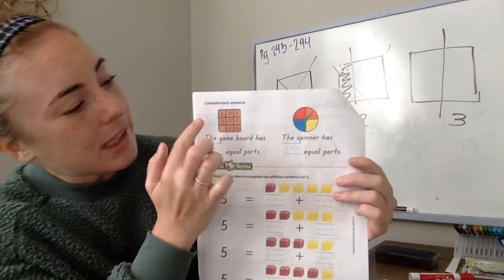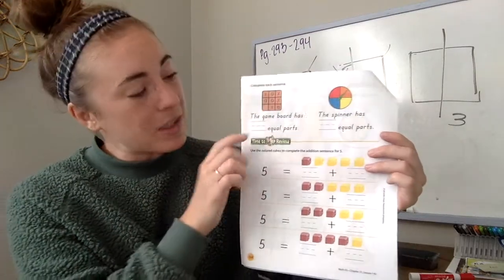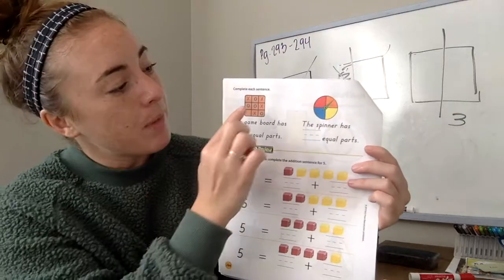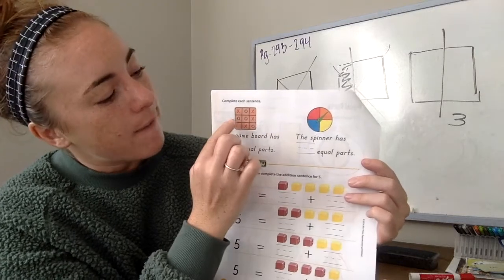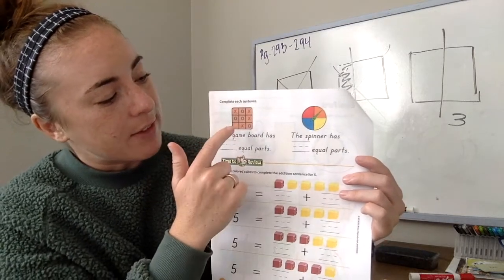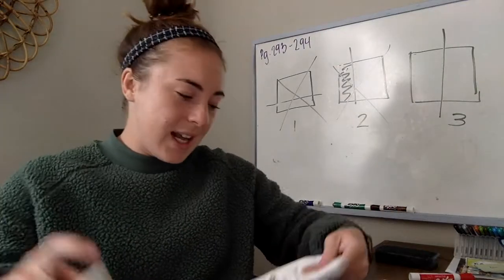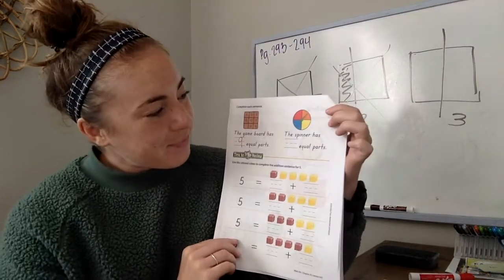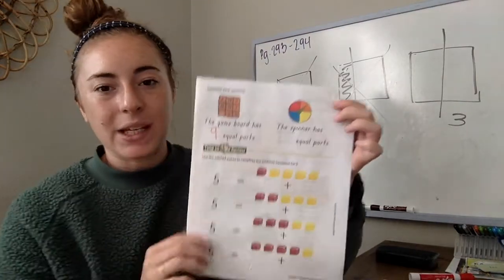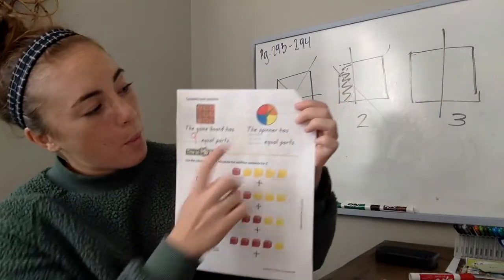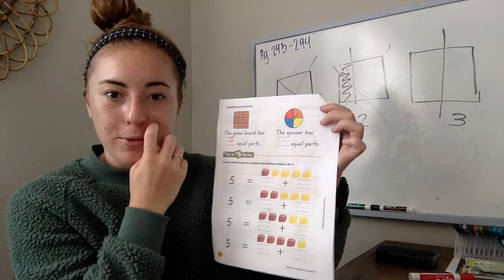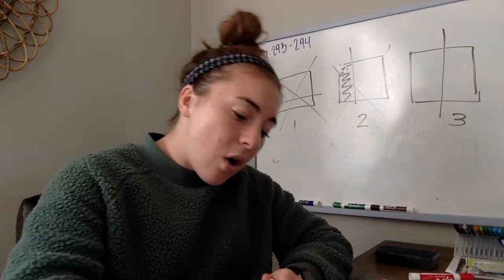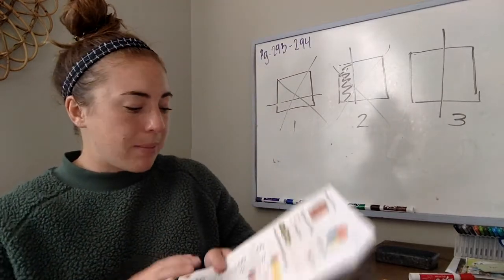So can you count each square? I know there's one without an X or an O, but that's okay because it's still a square. So we need to count each square. Ready? 1, 2, 3, 4, 5, 6, 7, 8, 9. The game board has 9 equal parts. The next one is a spinner. The spinner has how many equal parts? 1, 2, 3, 4. The spinner has 4 equal parts because they're all the same size and the same shape.